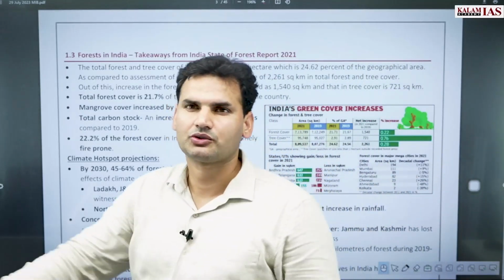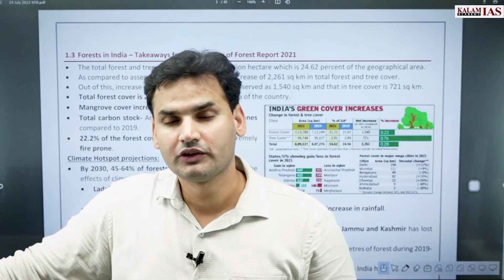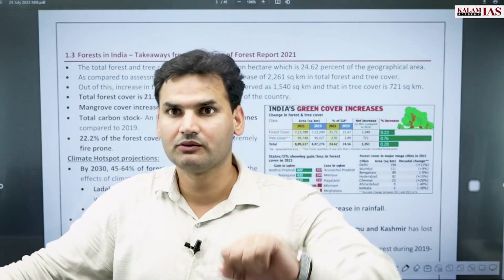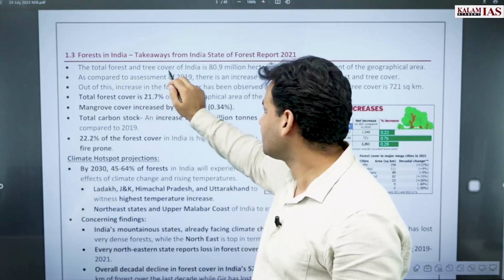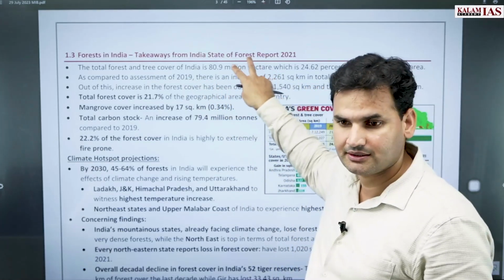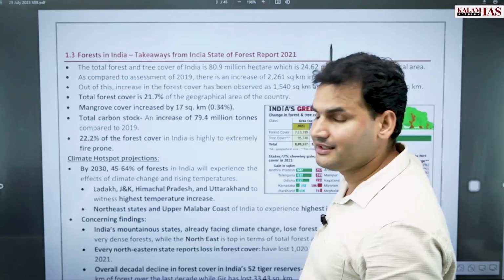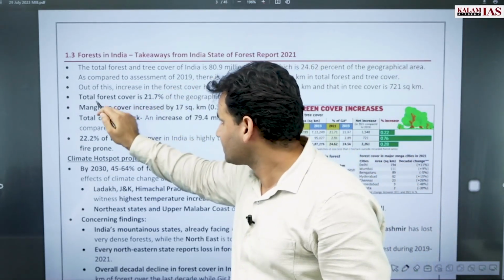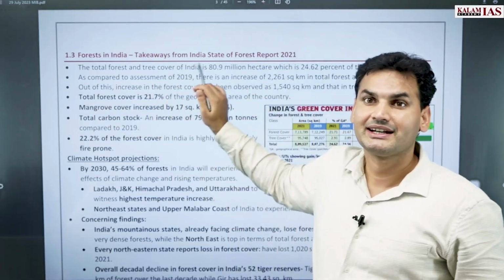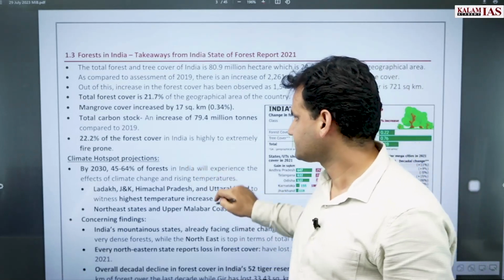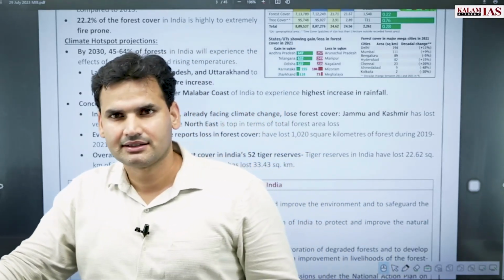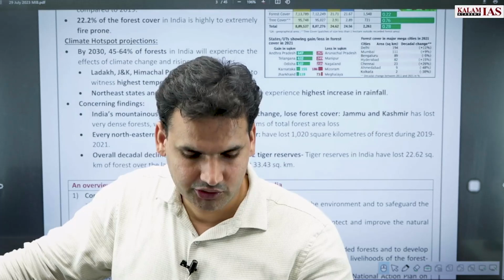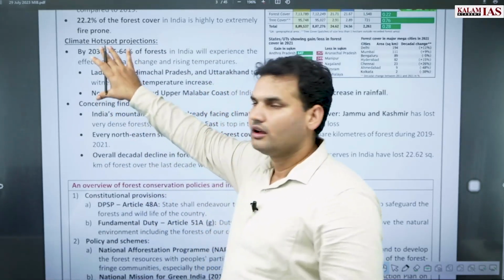Also, very important natural resources: forest. And how do we come to know the status of forest in India? What is the tree cover? What is the forest cover? Now these are different, please pay attention, these are extremely different. So total forest and tree cover of India is 80.9 million hectares, which is 24.62%. Now these numbers are a must. If we talk about total forest cover, it is 21.7%. And we have some alarming data here also. The Himalayan states like J&K, which is now a UT of course, Ladakh, Leh, Himachal, Uttarakhand, are extremely vulnerable to extreme weather events.